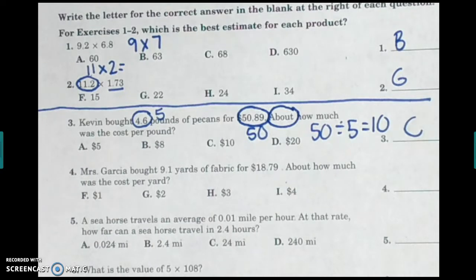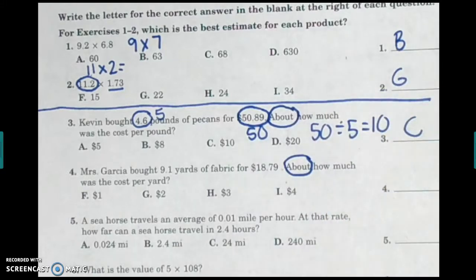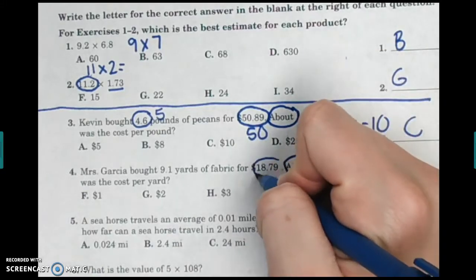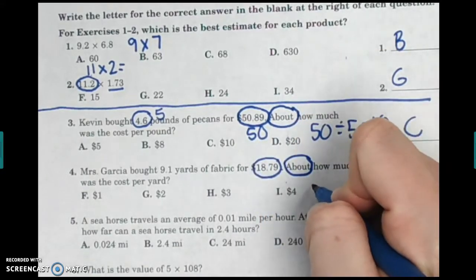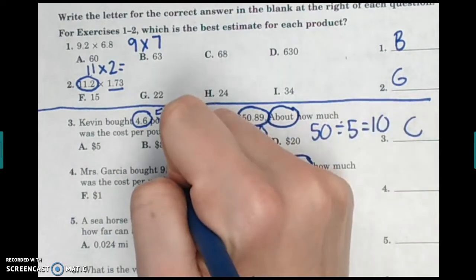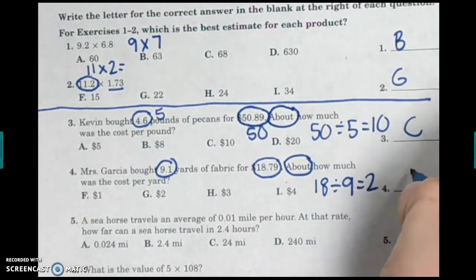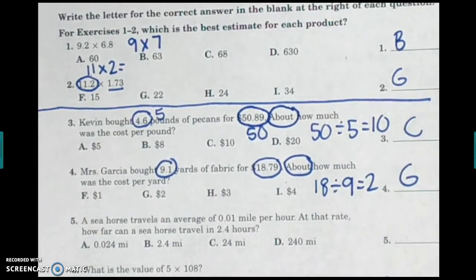Mrs. Garcia bought 9.1 yards of fabric for $18.79. About how much was the cost per yard? So what did you guys change $18.79 into? 18, and then you probably changed that to 9, right? And you got 2.